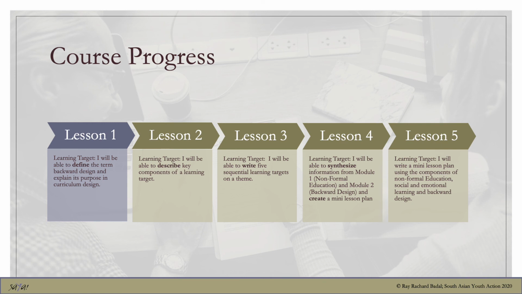As this week goes on, by the end of the week, to give you a full highlight of what's to come, we will be writing another mini lesson plan using the components that we learned in our first module on non-formal education, as well as social and emotional learning. And we're also going to add in the components of backward design as well as strong learning target writing using Bloom's taxonomy. So it's going to be a very full week of exploring new topics, and I'm going to try and keep these lessons as short as possible so that you can spend time reviewing the information so that you're mastering it.